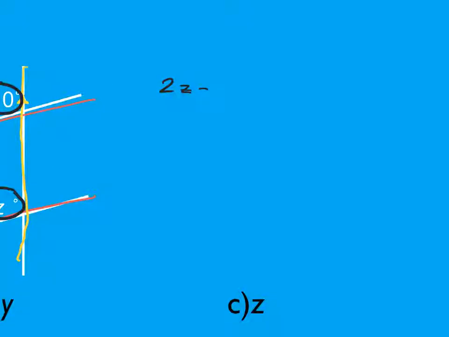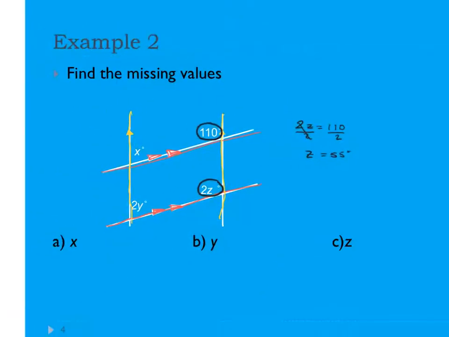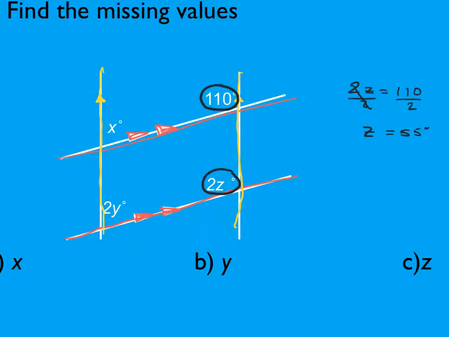2z is equal to 110. I'm sorry, 110. And now you're going to divide 110 by 2 to form z. All right. So what is z equal to? 55 degrees. Fantastic. So this is 55 degrees.